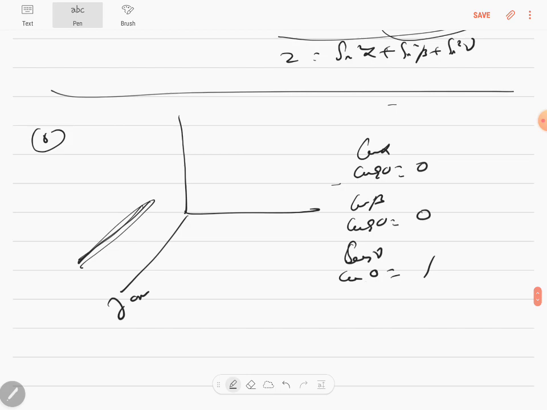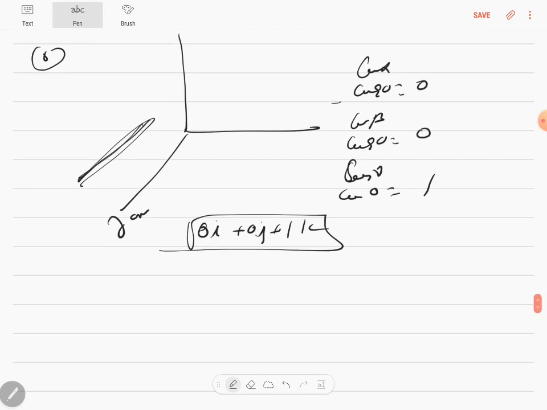So you know that the vector will be 0 into i plus 0 into j plus 1 into k. That will be the line vector. If they ask you to write the equation of the line, it is parallel to the z-axis, so you just write 0i plus 0j plus 1k. That is the answer, the vector form of the line.